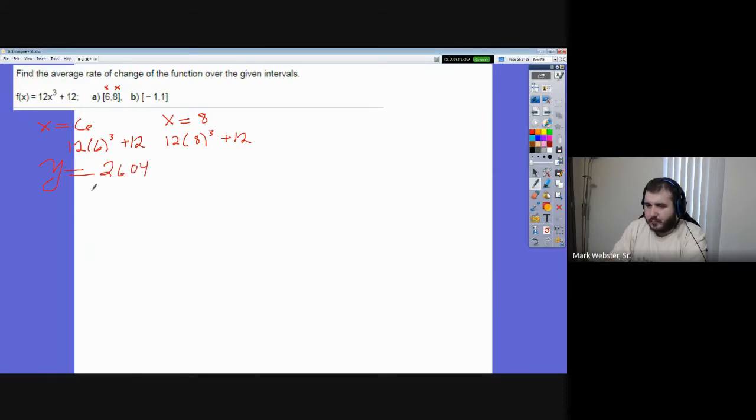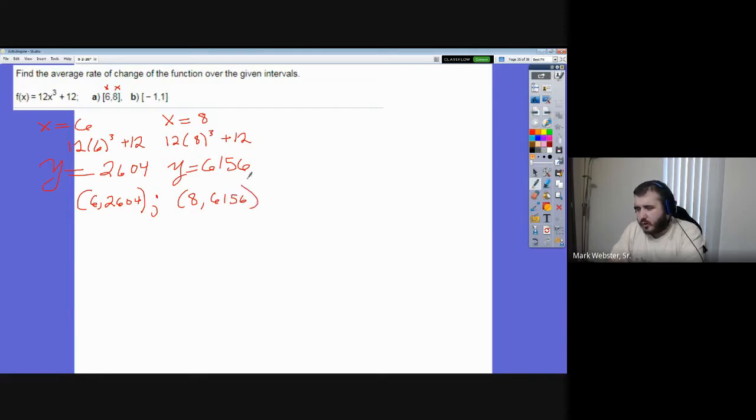So we've got the first point, we're thinking back like we're in Algebra 1. The first point is this one. Now we're going to do the exact same thing with the second point. Instead of 6 cubed, it's just going to be 8 cubed instead. And here you crank it out in your calculator because ain't nobody got time for that. Y equals 6156. So here's our other point, 8, 6156.